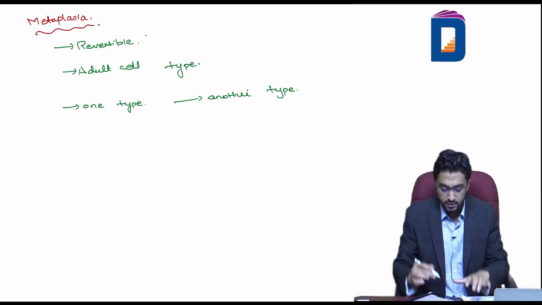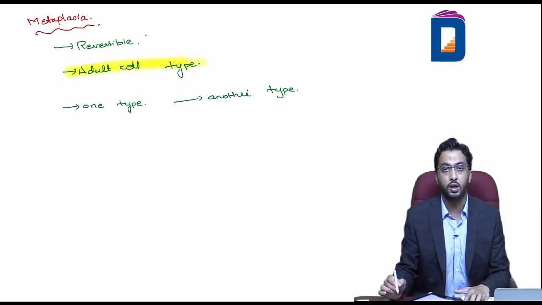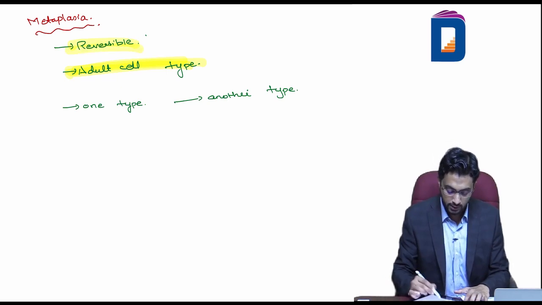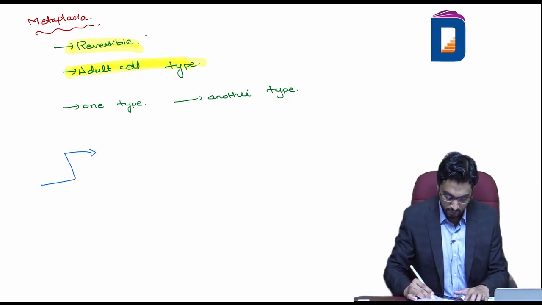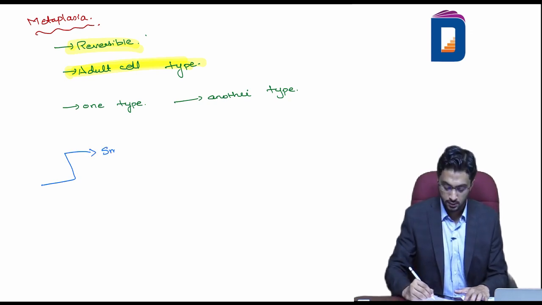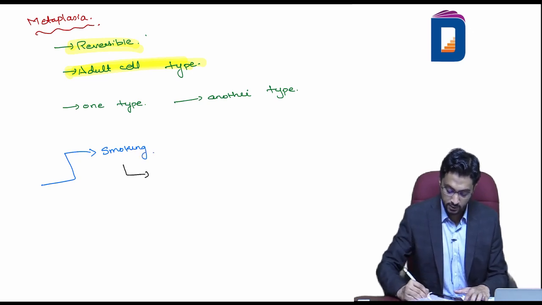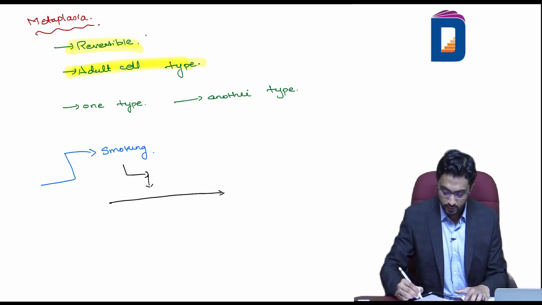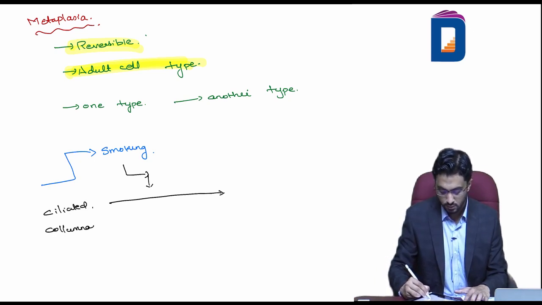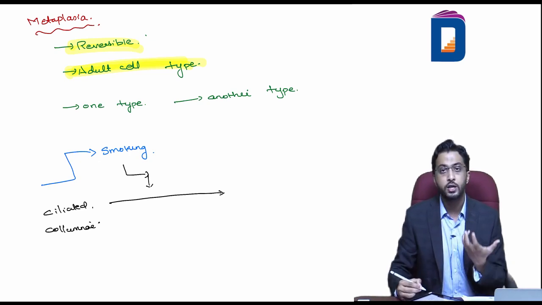But when this happens in an adult cell type, it is something special. This is already a differentiated adult cell, and it's a reversible thing where one type of cell becomes another type. Now, typical examples. One very common example is smoking. In individuals who smoke, the respiratory epithelium of the trachea and bronchi is lined by ciliated columnar cells.